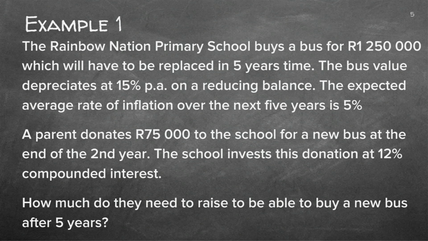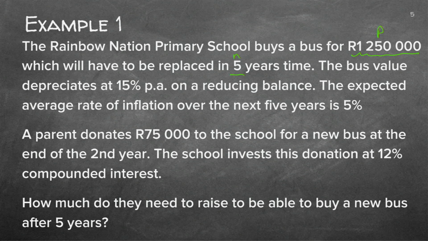So let's read. The Rainbow Nation Primary School buys a bus for 1.2 million. So presently they buy the bus now, which will have to be replaced in 5 years' time. Now this is a real common question. You can really, even if you take the same one and redo it a few times, one today, one tomorrow again, the same problem, just to get the method in your mind, you'll see they're all basically the same. This whole lesson you will see.